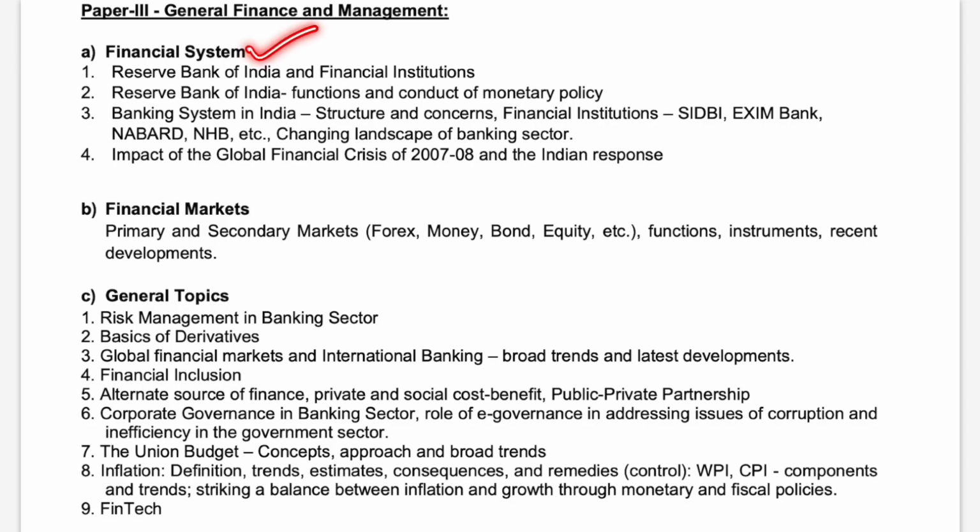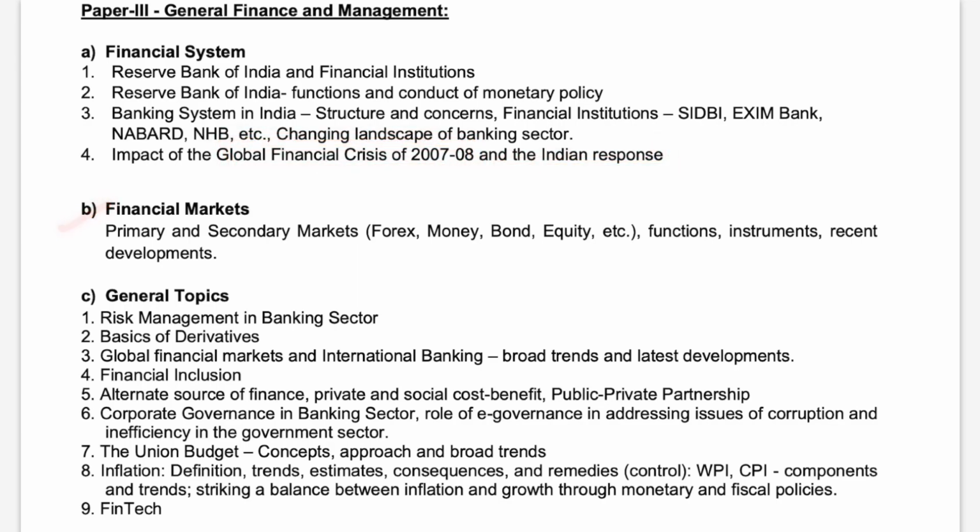It consists of financial systems. We have to read about the Reserve Bank of India for obvious reasons, and the financial institutions. Then the functions and the conduct of monetary policy. Then the banking system in India with SIDBI, Exim Bank, NABARD, NHB, and the changing landscape of the banking sector. As a special mention, they have given the impact of the global financial crisis of 2007-8 and the Indian response to it.